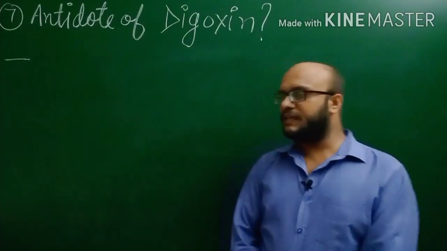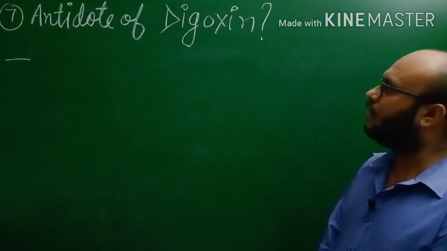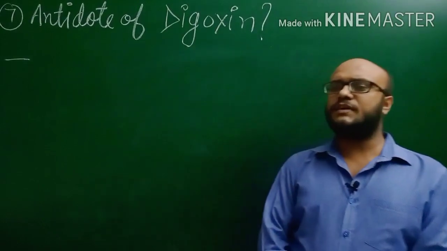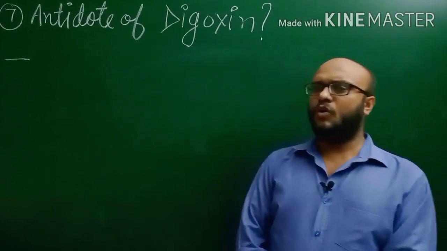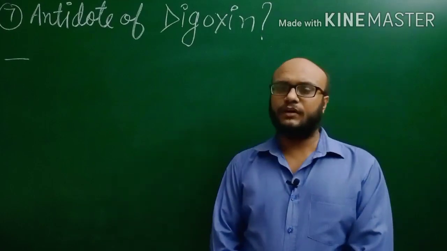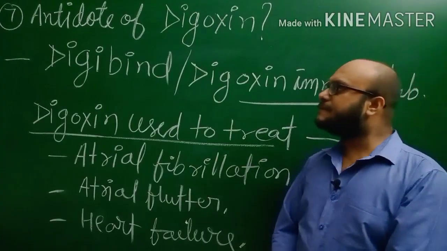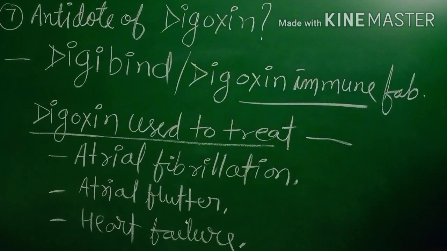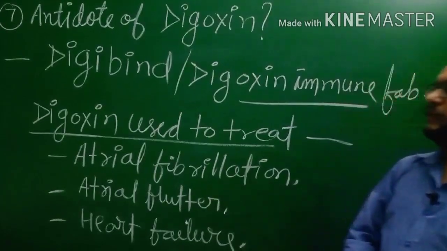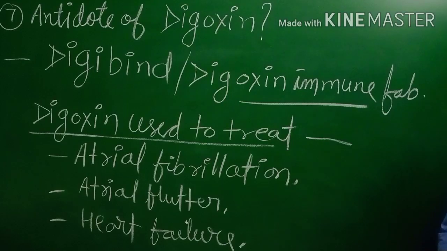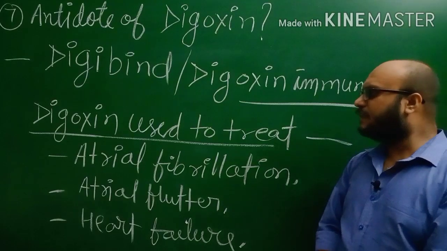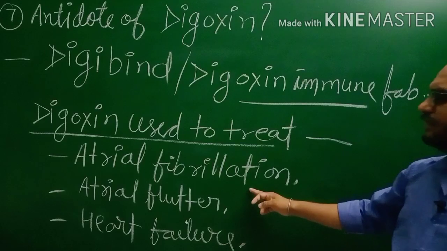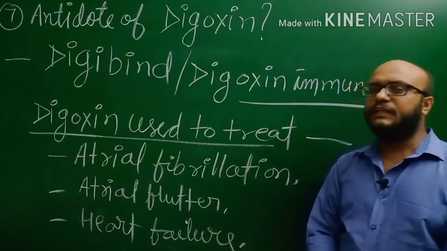Question number 7. What is the antidote of the digoxin drug? Digoxin is a very important drug. What is its antidote? The right answer is digoxin immune fab. Digoxin immune fab is used as an antidote for digoxin poisoning. What are the uses of digoxin? It is used in conditions like atrial fibrillation, atrial flutter, and in heart failure.